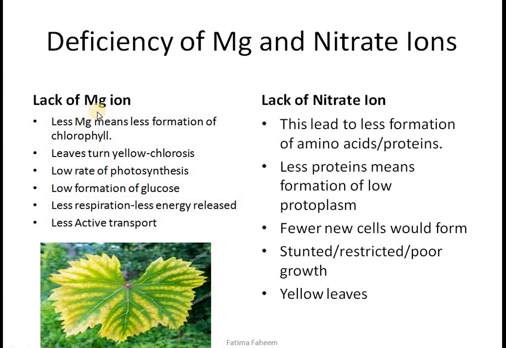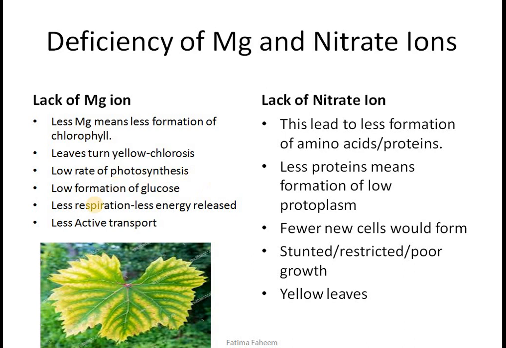We have read that magnesium is required for formation of chlorophyll. So when a plant lacks this ion, there will be less formation of chlorophyll. Less chlorophyll will turn the leaves yellow. This yellowing of the leaves is also called chlorosis, which is shown in the diagram here. You can see how the leaf is losing its green pigment. A low rate of photosynthesis would happen because of the lack of chlorophyll.